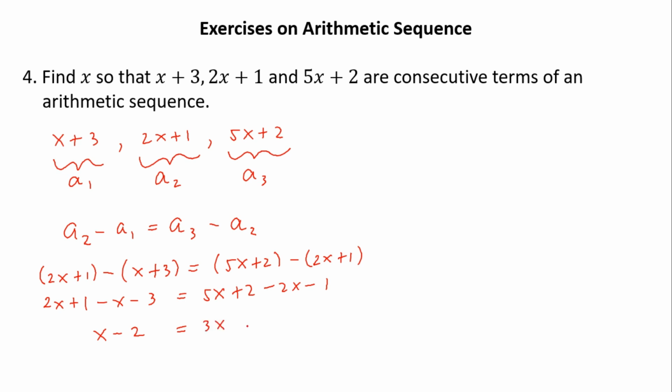3x plus 1. Now I'm going to rearrange this one so that all terms with x are in one side and all constants are in another side. So this has to be x minus 3x equals 1 plus 2. Alright, so we have negative 2x equals 3, which means that x equals negative 3 halves. Alright, so this is the value of x.